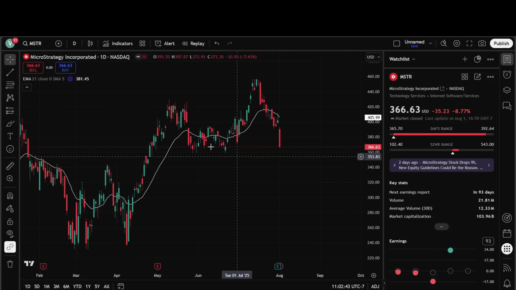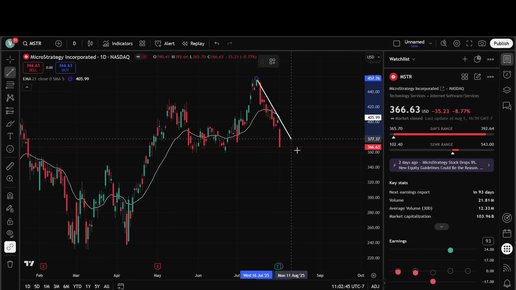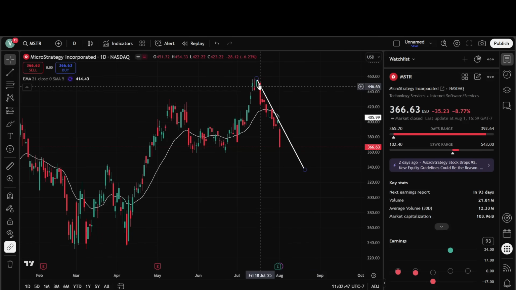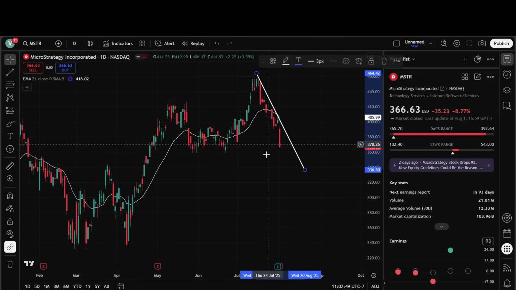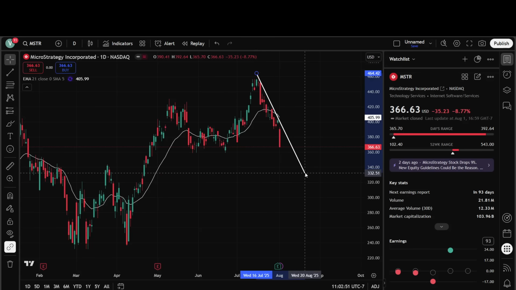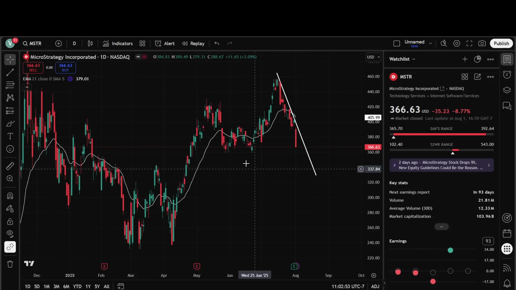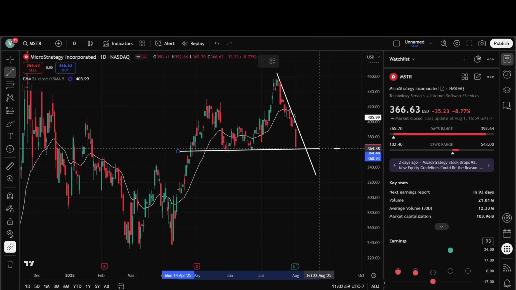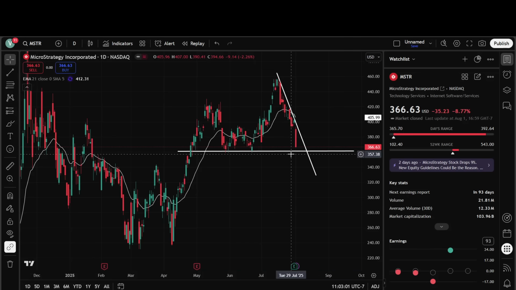So just to summarize, we need to see a break of this downward sloping trend line, or else we're still maintaining that bearish bias towards the downside. The first sign of a bullish reversal would be at least a bounce off of the support level. But for a nice bull trend to develop, we need to see a break of the downward sloping trend line. So we're approaching support.